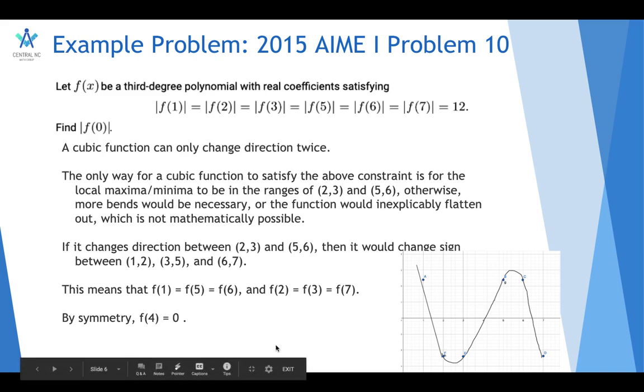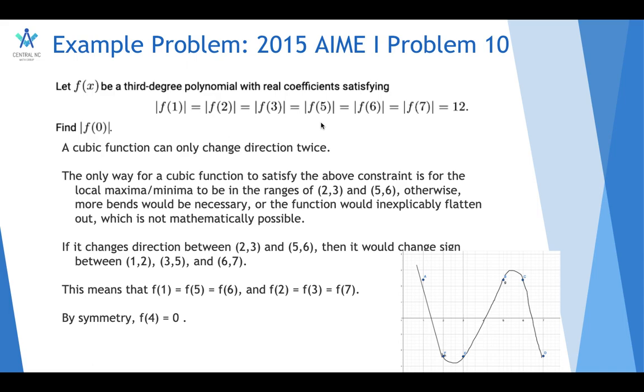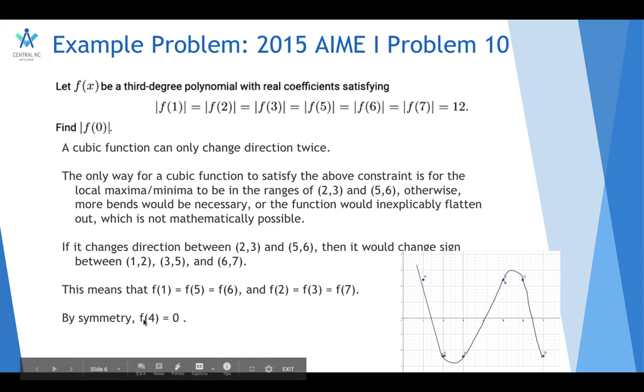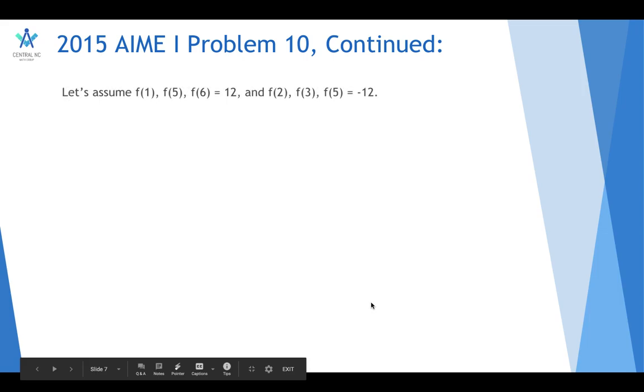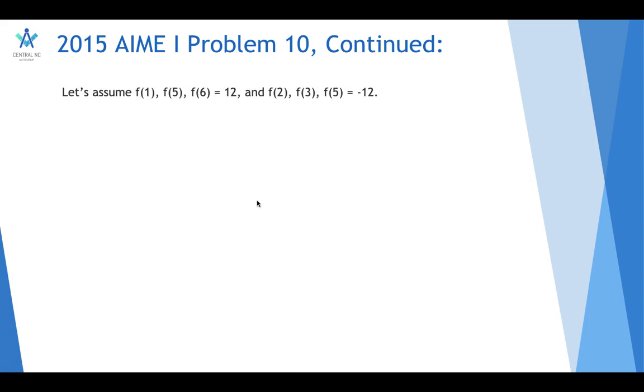This means that f of 1 will equal f of 5, it will equal f of 6, and f of 2 will equal f of 3, will equal f of 7. Now, if f of 3 and f of 5 are both, one of them is going to equal 12 and one of them is going to equal negative 12. Either way, by symmetry, f of 4 will have to equal 0. Let's assume, just for the sake of simplicity, that f of 1, f of 5, f of 6 equal 12, and f of 2, f of 3, f of 5 equal negative 12.